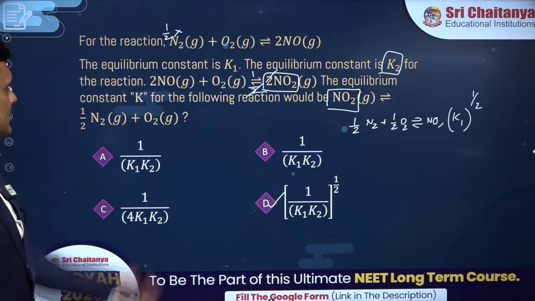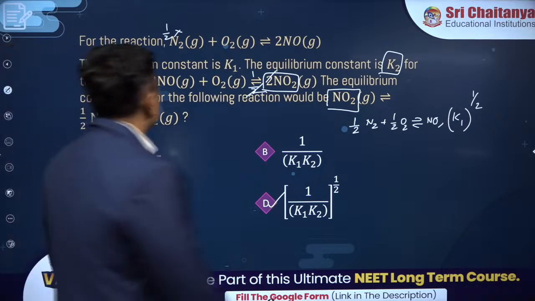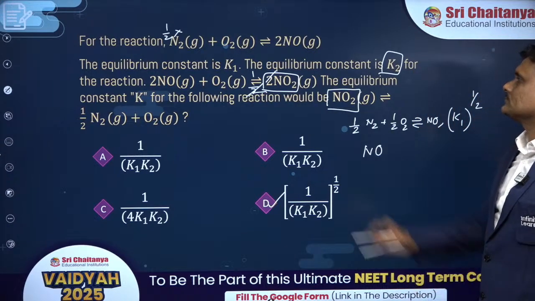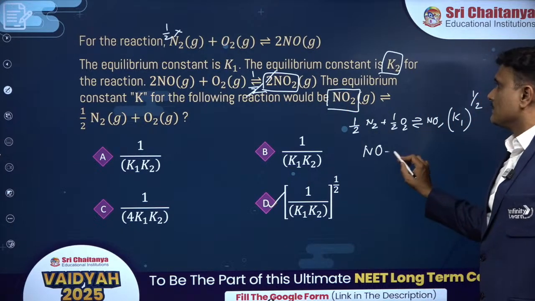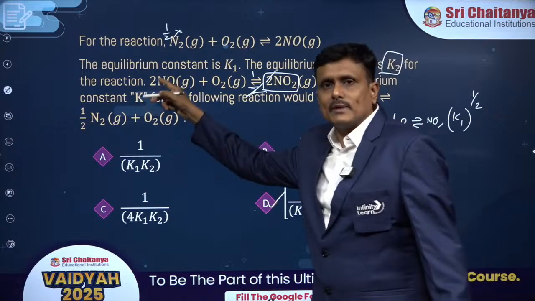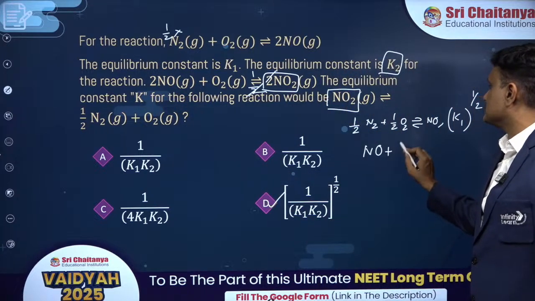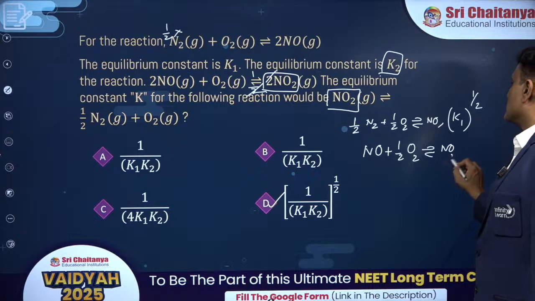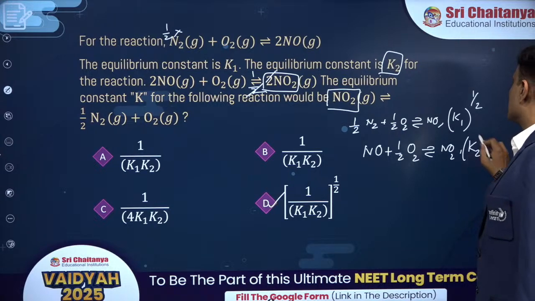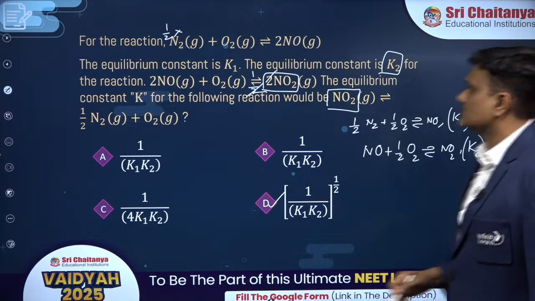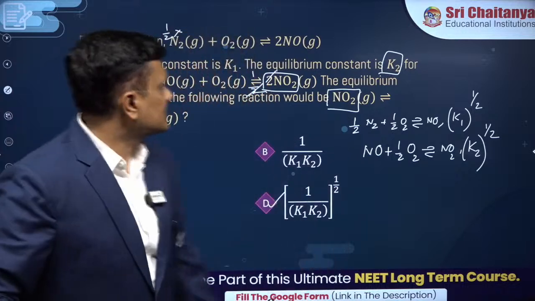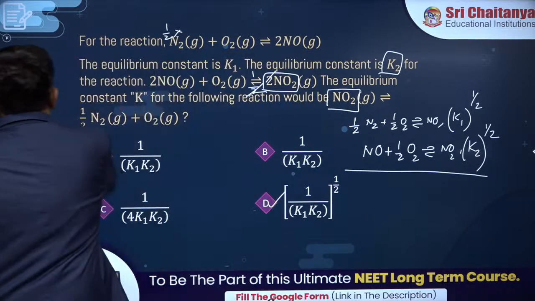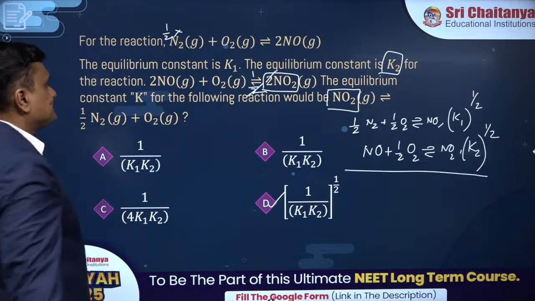Now I will take the second equation and I will multiply this by half as well. NO, multiply this by half. You can see here 2 by 2, that is equal to 1, plus half O2 is in equilibrium with NO2. It will become K2 power 1 by 2 as well. Now from these two equations you have to get this resultant equation. How would you get that? It's very simple, isn't it?